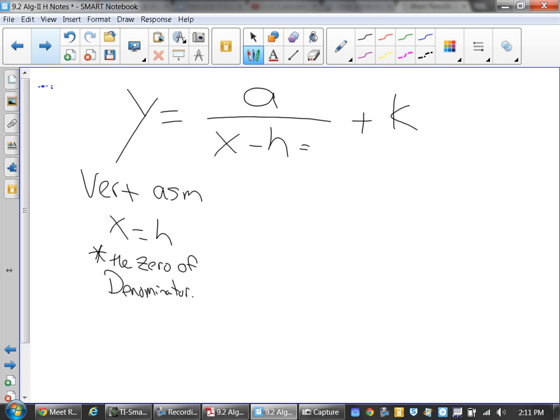When I'm saying to think of it in terms of the 0 of the denominator, when I show you the actual example, you'll pick up on it like that. I'm just talking in generics right now. This horizontal asymptote is always going to be at the line y equals k.